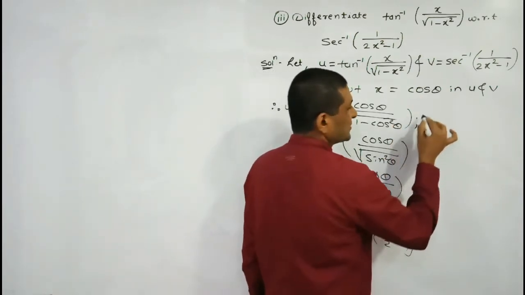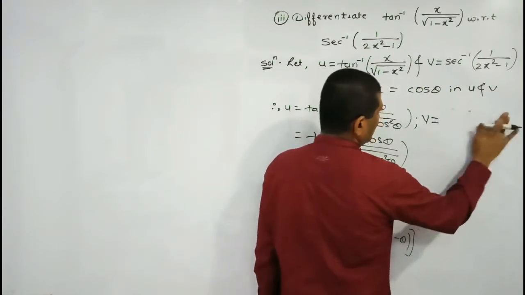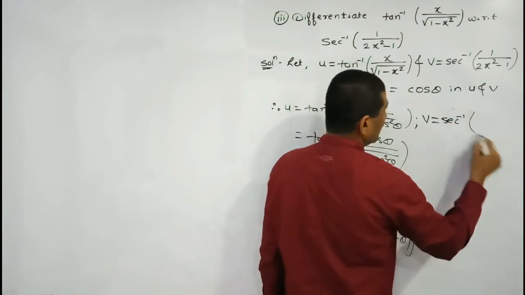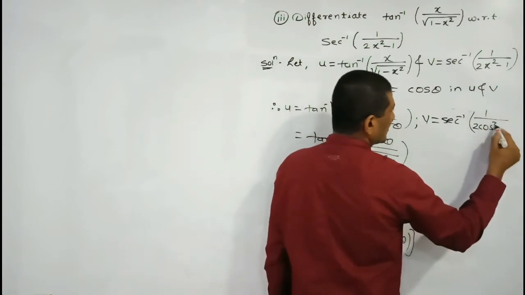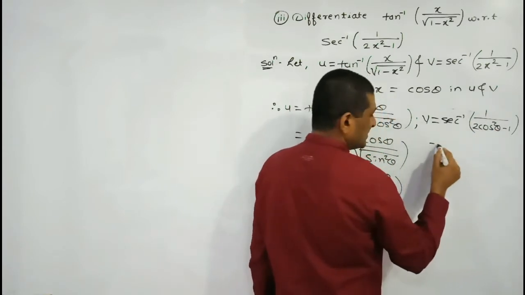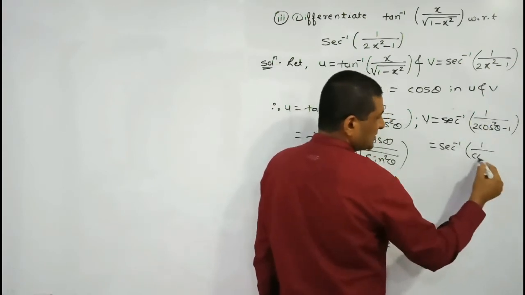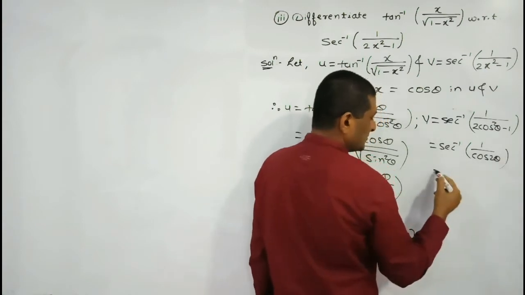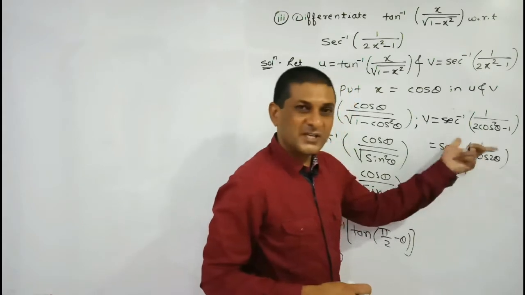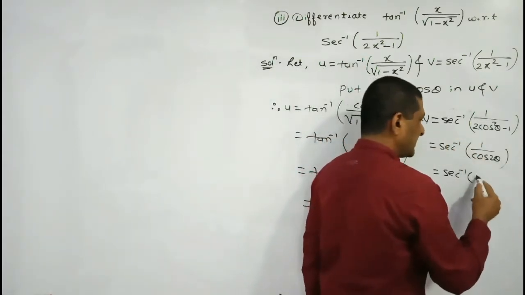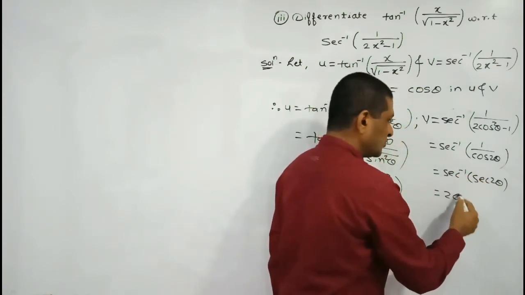Now again use the same substitution in v, which is equal to sec inverse of 1 upon 2x square minus 1. X I am replacing by what? Cos. So here we will get 2 cos square theta minus 1, so v is equal to sec inverse, keep it as it is, 1 upon 2 cos square theta minus 1, which is the value of cos 2 theta. So we know that the reciprocal of cos is what? Sec. So cos 2 theta, if we take its reciprocal, we will get sec 2 theta. Now sec inverse and sec will get cancelled, leaving 2 theta.